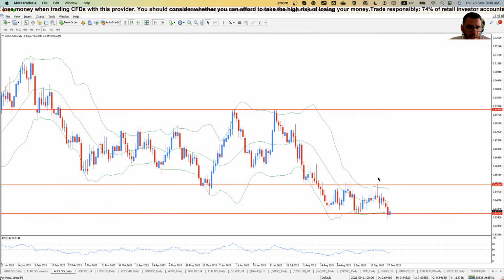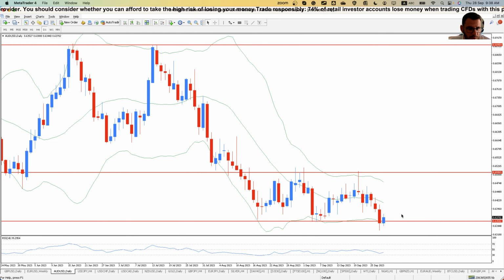Australian dollar. Yesterday, price moved all the way, retested again the support, and now it's a trader's dilemma.